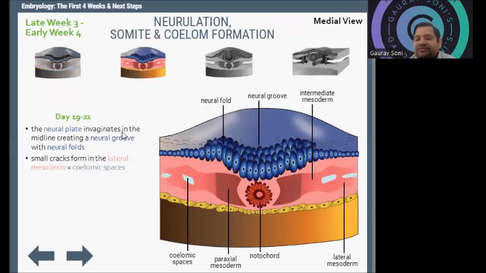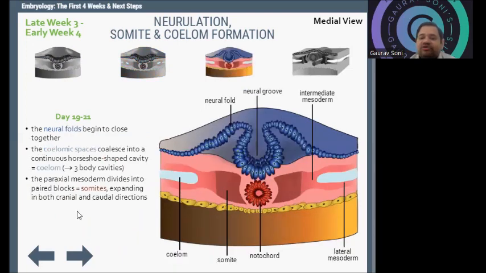Now the neural plate invaginates in the midline, creating a neural groove. Groove means a linear depression. Small cracks form in the lateral mesoderm called coelomic spaces. You can see these coelomic spaces are developing. This is again paraxial, intermediate, and lateral. This is the notochord. Now the neural groove, you can see a small linear depression is developing, and these were the neural folds. Next, the neural folds which were developed will become deeper and deeper, forming a deeper neural groove.